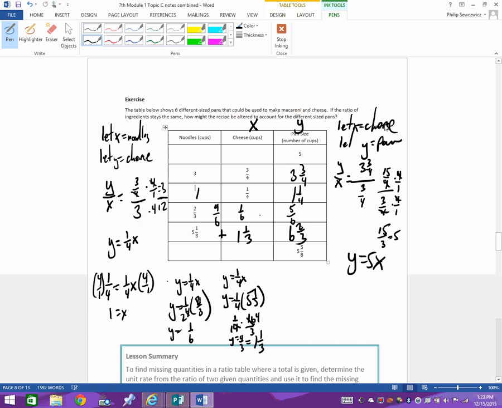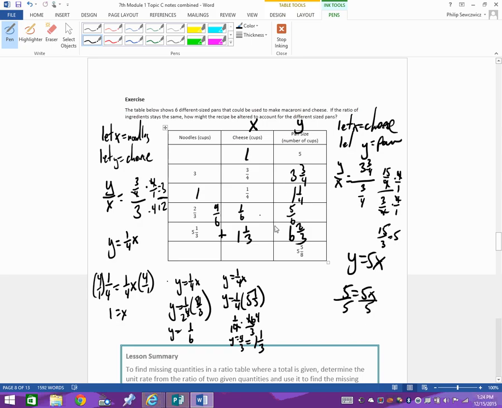Now again, we're using x's for cheese and the y's for the pan. So if I know my pan size is 5, the pan size matched up with the y, so I'm going to put my 5 in for my y, and we solve this equation. Oh my goodness, look at that. You get 1. So there you go.